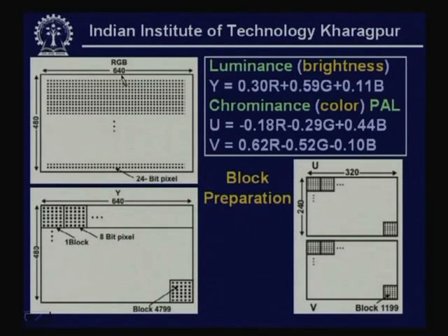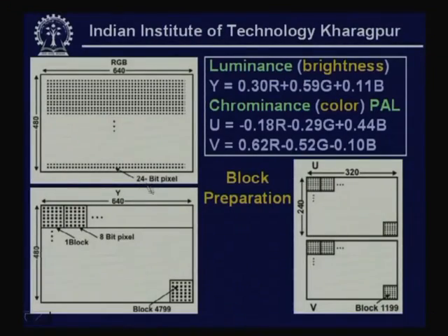So, you have got 640 by 480 pixels, and each pixel has RGB components, red, green and blue. Each is represented with 8 bits. So, this leads to 24 bits per pixel. This is how the video frame is digitized, that means the still image is digitized.